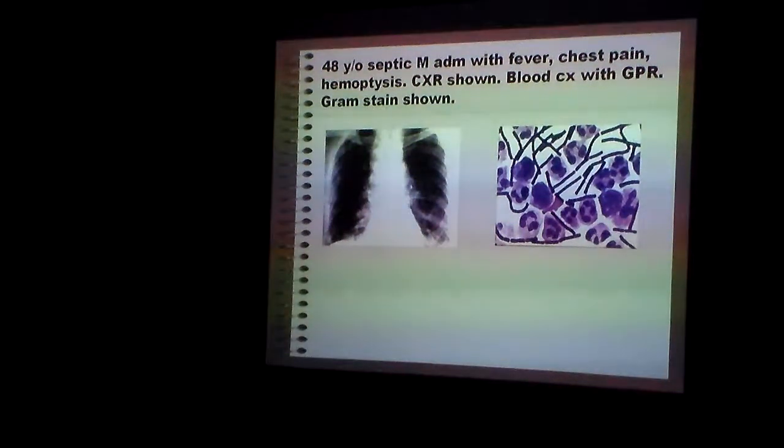A 40-year-old septic male is admitted with fever, chest pain, and hemoptysis. Chest x-ray shows something, and blood culture shows gram-positive rods on gram stain. Gram-positive rods. So, like this one? They're long. If you see Listeria, and we're talking about pneumonia, if you see it in the brain, they're small little rods, okay?